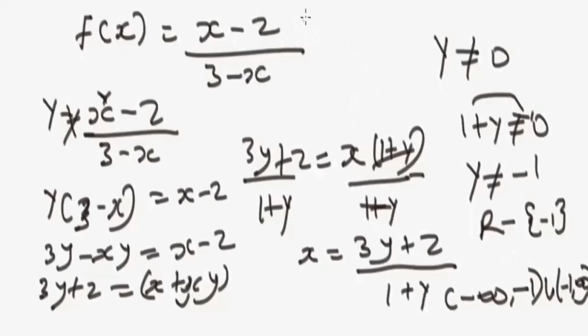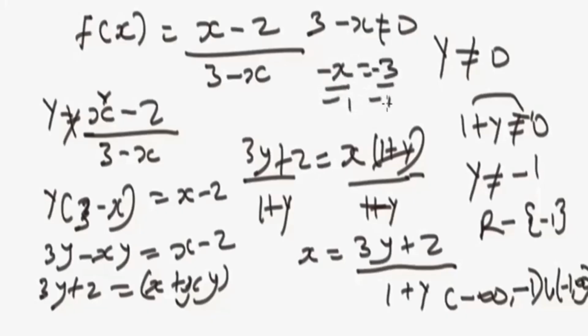While the domain of this function, remember, 3 minus x must not equal 0. That means minus x is not equal to negative 3, so x will not equal 3. So the domain of this function will be all numbers from negative infinity to positive infinity except 3. The range of this function will be all numbers from negative infinity to positive infinity except negative 1. So that's it for this problem.